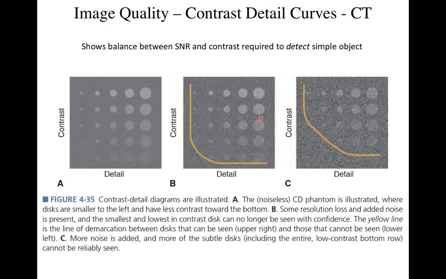And then if we cut our mA in half, our sigma squared goes up. This is the picture of the results, and we can see we're now missing a whole bunch of stuff at different high or low contrast detail, and even up at high contrast detail, this is starting to go away. It's called a contrast detail curve.